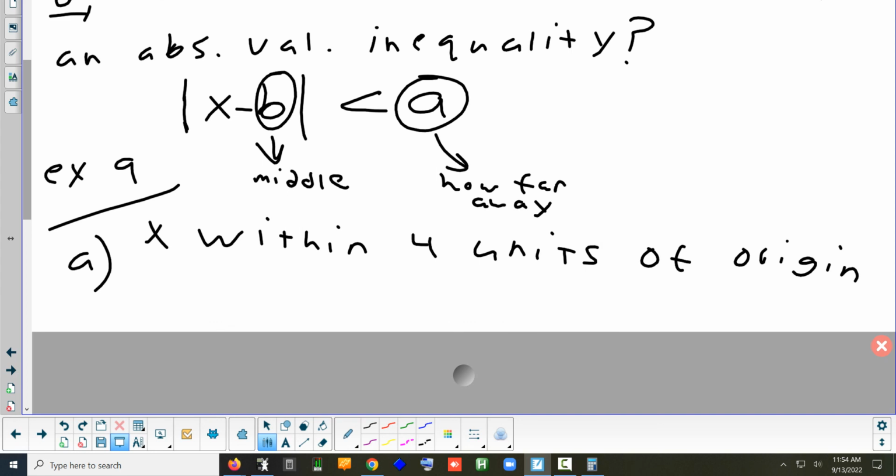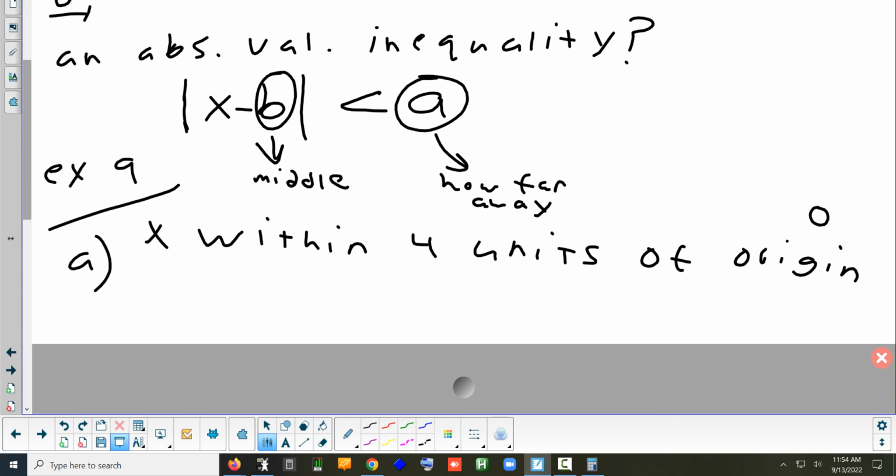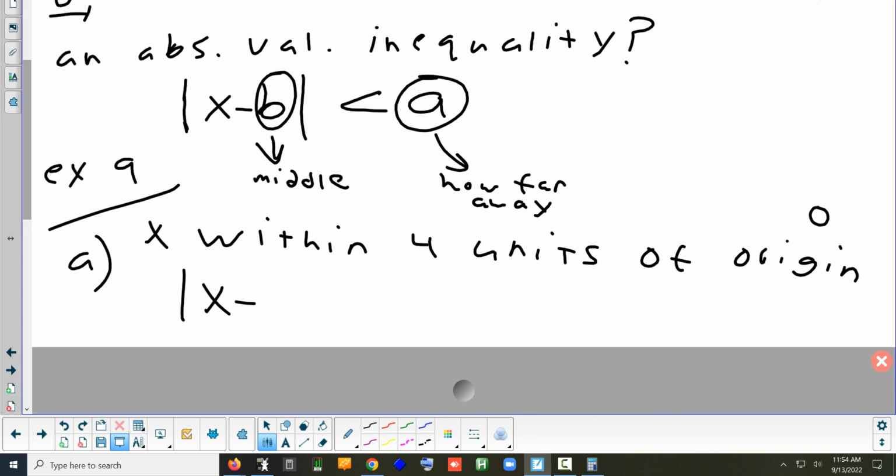So if I want it to be within 4 units of the origin, well, the origin is what value? 0. So I basically want to be up to 4 units away from the origin. What's my B value in this case? What's the value that I'm going away from? 0. Going away from 0. And how far away can I go from it? 4. I can go up to 4 units away.